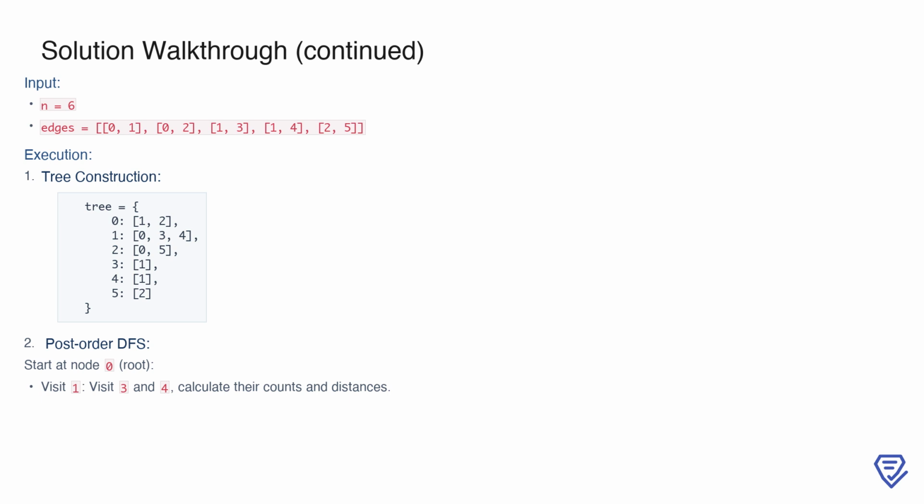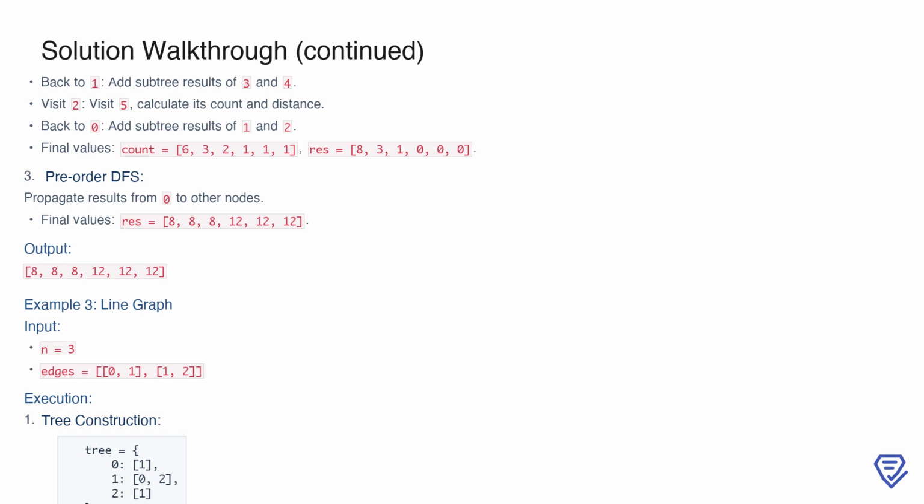Visiting node 1, we further explore its children, nodes 3 and 4. Since both nodes 3 and 4 have no children, their subtree sizes are 1, and their initial distance sums are 0. These results are added to those of node 1, updating its subtree size and distance sum to reflect its entire subtree. Returning to node 1, we combine the results from nodes 3 and 4. Node 1's subtree size becomes 3, which includes itself and its 2 children, and its distance sum is updated to account for the distances between these nodes.